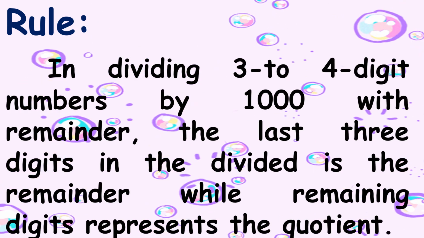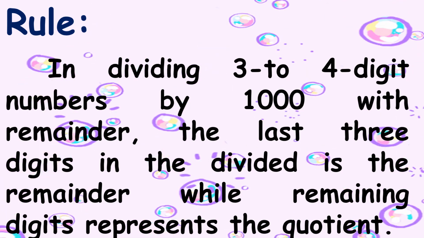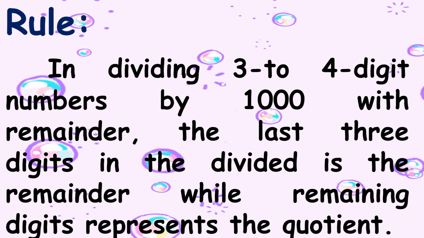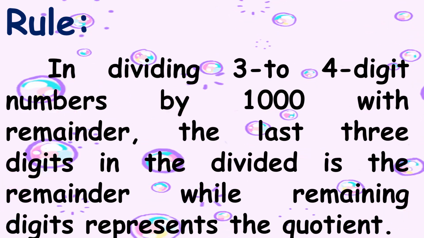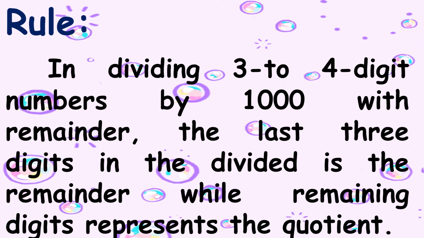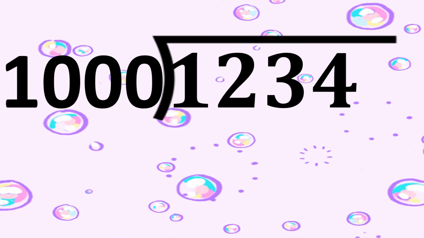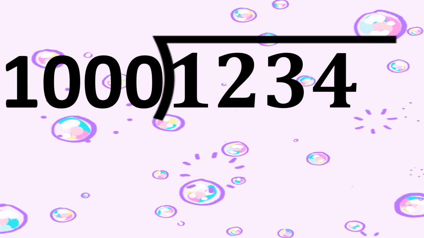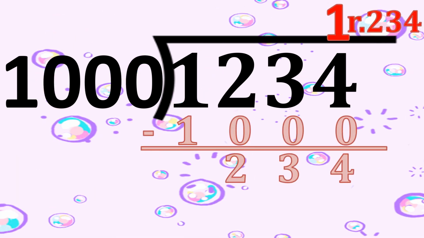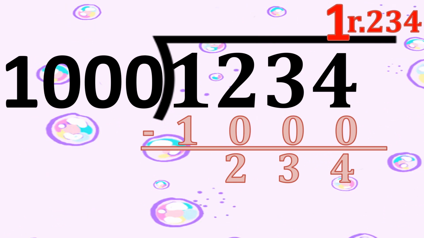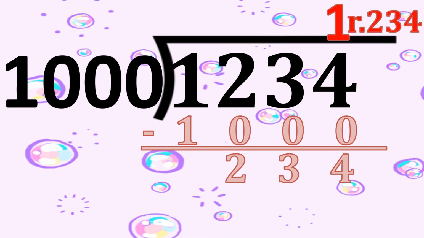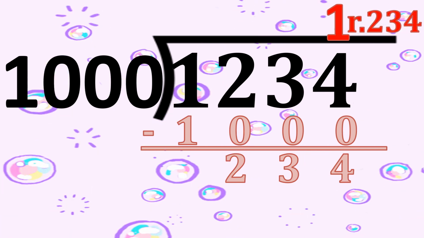For the last rule, in dividing 3 to 4 digit numbers by 1,000 with remainder, the last 3 digits in the dividend are the remainder, while the remaining digits represent the quotient. Example, we have 1,234 divided by 1,000. So we have only 1. And 1,234 minus 1,000 is 234. So the remainder is 234.